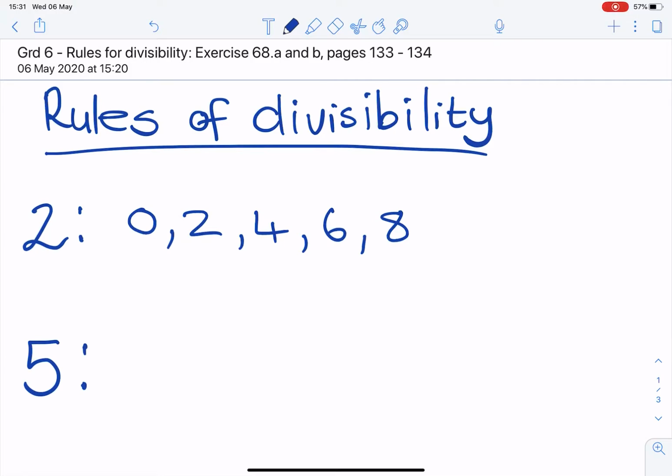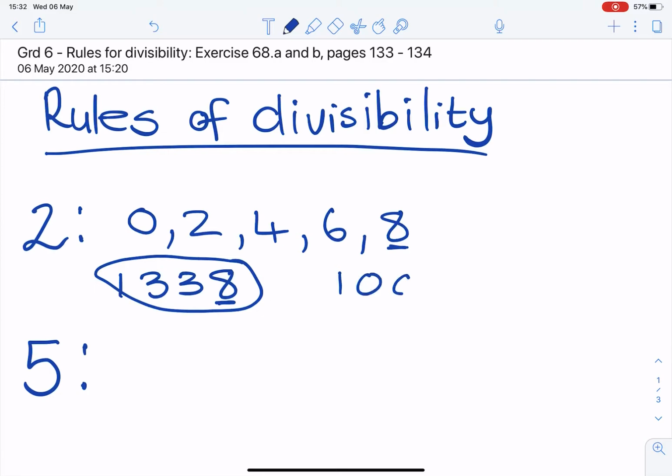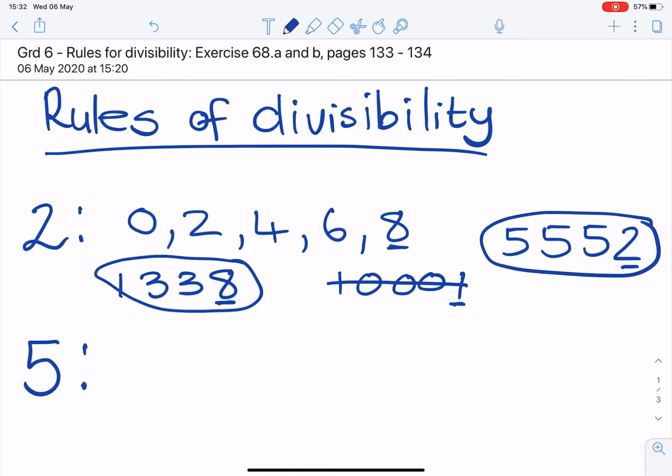So I could have the number 1338, and because there is an 8 at the end, and it is an even number, I know that this number can be divided by 2. If I've got 1001, 1 is an odd number, so I know that that number cannot be divided by 2. Let's look at another one. If I've got 5,552, there's a 2 at the end, that number can be divided by 2.